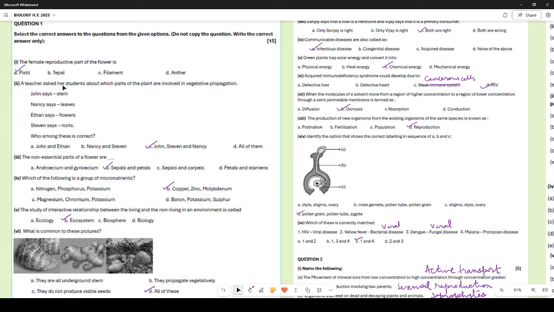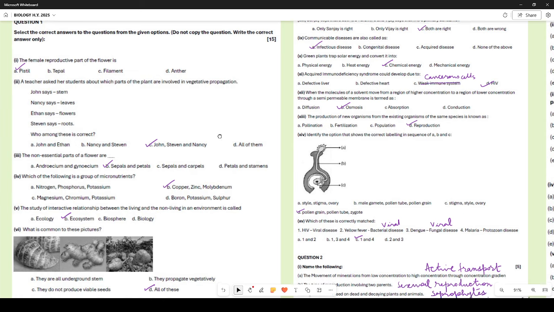A teacher asks her students about which part of plant are involved in vegetative propagation. Ethan says flower, so remember the key word here is vegetative propagation. So flowers cannot be a part of it. So John, Nancy and Stephen, they are the ones who are speaking correctly.